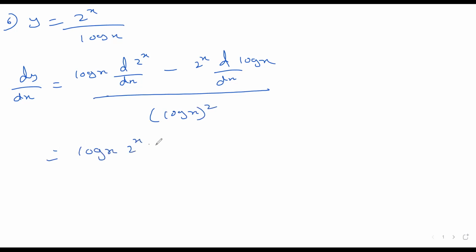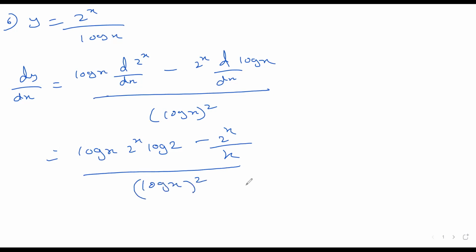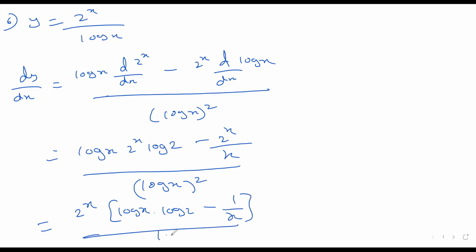It is log x 2 raised to x का derivative 2 raised to x log 2 है minus 2 raised to x log x का derivative 1 by x है whole thing upon log x bracket square. I can take 2 raised to x common. I will get log x into log 2 minus 1 by x whole thing upon log x bracket square. You can keep it as it is. No need to solve this further.